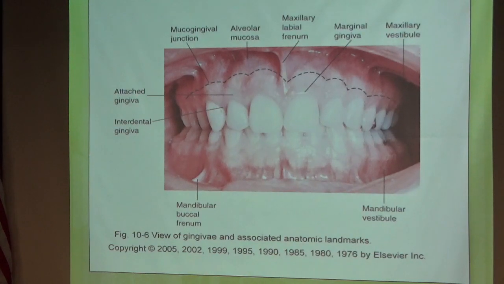So we'll talk about this, but you see this here. The term maxillary means upper arch, that we'll talk about in a minute. And then mandibular is the lower arch.